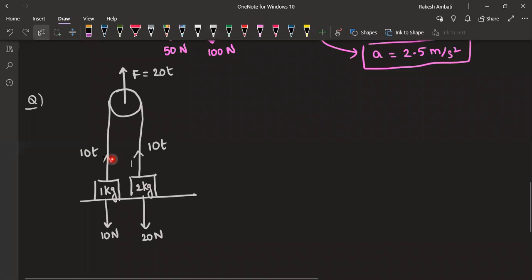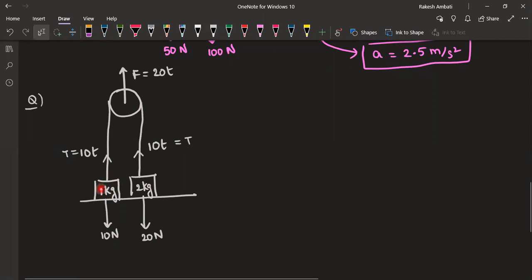So there is a tension force in this string, and also a tension force in this string. But what type of tension force? Variable tension force, because this tension force is a function of time. As the time changes, the tension force also changes.